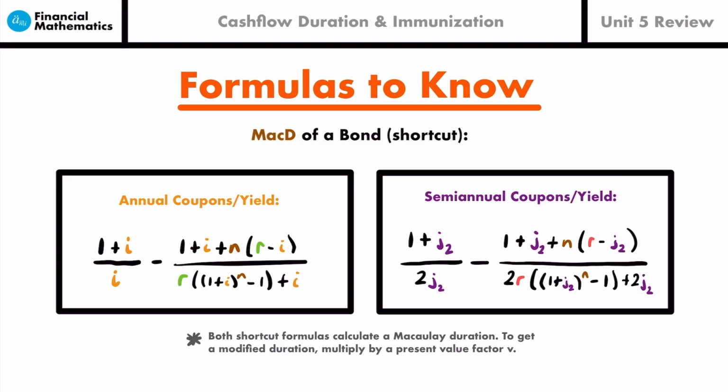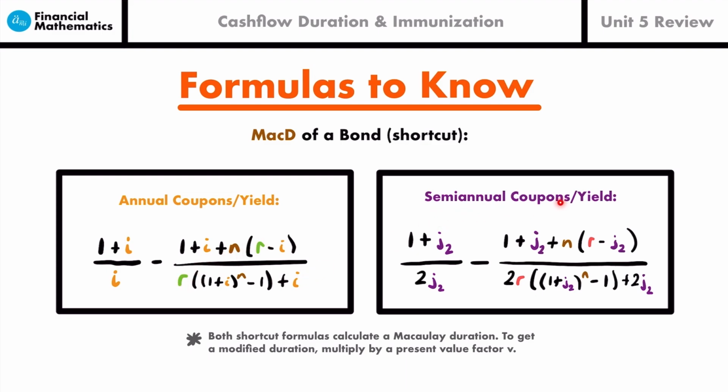If you have a bond with annual coupons and an annual yield rate, you can use this formula to calculate the Macaulay duration of a bond instead of using the traditional formula. You could take (1 + i) divided by i, minus (1 + i + n times the quantity (r - i)), all divided by r times the quantity ((1 + i)^n - 1) plus i. Of course, n is the total number of coupons, i is the annual yield rate, and r is the annual coupon rate.